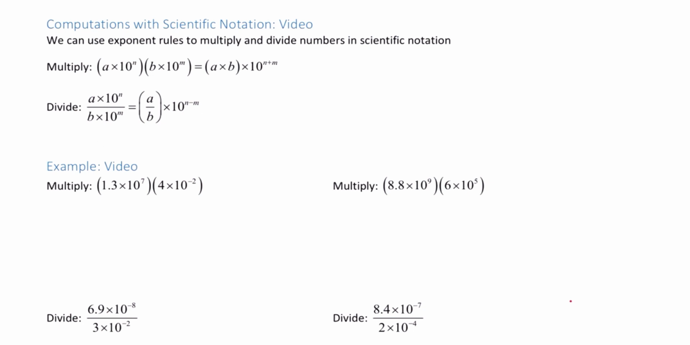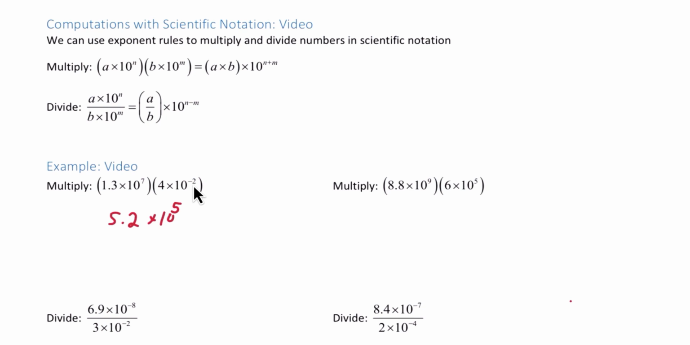For example, multiply these two numbers written in scientific notation. Start by multiplying 1.3 by 4. 1.3 times 4 is 5.2. Times 10 to the, multiplying 10 to the 7 times 10 to the negative 2. Remember, when we multiply tens, we add the powers. 7 plus negative 2 will give us 10 to the 5th.